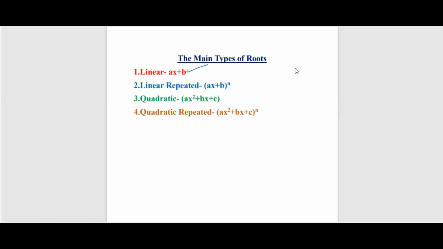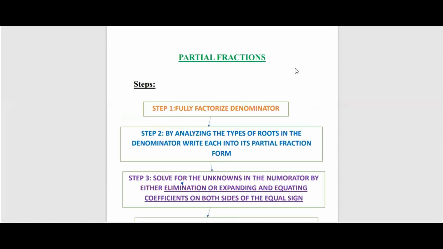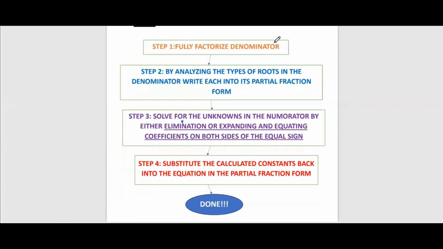Alright guys, so in this video we're going through the linear repeated roots. Last video we did the linear, so in this video we'll be going through the linear repeated. That's a recap of the steps: after you fully factorize the denominator, you analyze the types of roots present in the denominator, in which case we know the linear, and in this video we're going to do linear repeated.